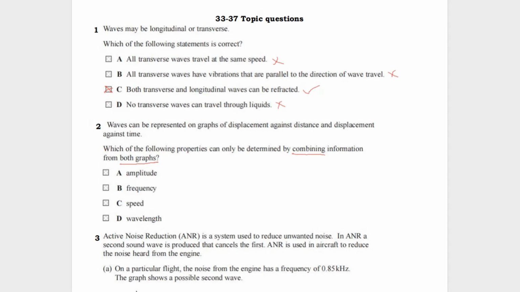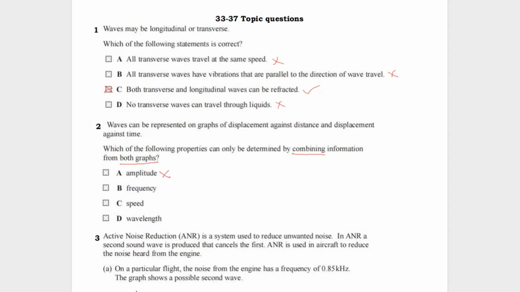In the case of the displacement-distance graph, you could find out the amplitude. In the case of the displacement-time graph also, you could find out the amplitude. Both the graphs will give you the amplitude because they have displacement on the y-axis. So amplitude is the largest displacement from the equilibrium position, right? So you don't need the information from both the graphs. You just need either of the graphs.